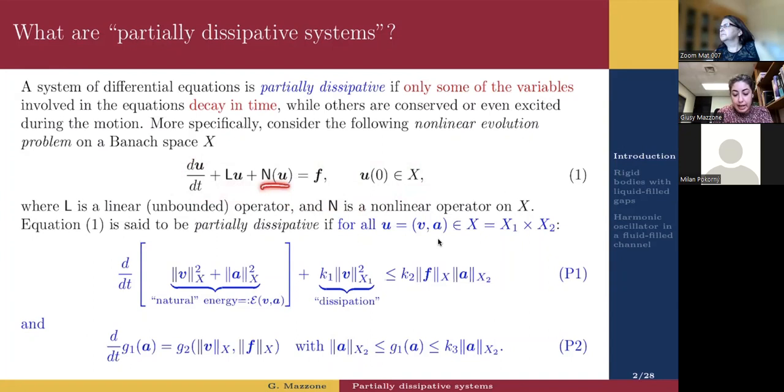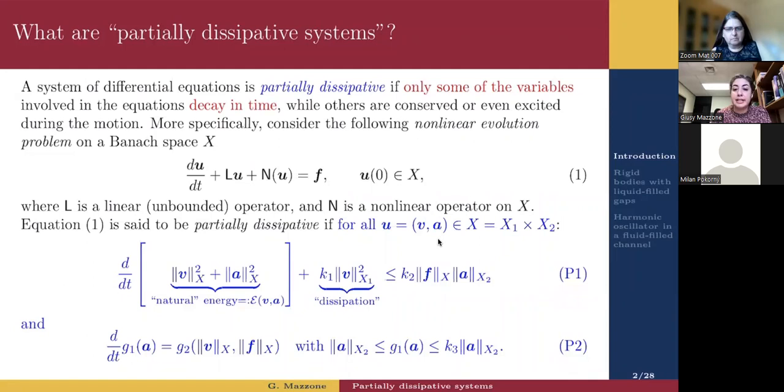I will be very general on this, but the characteristic is that this unknown U is characterized by two variables for which we have the following two energy balances. Condition P1 is what you would usually have by doing classical energy estimates, and for physical problems it would be basically the balance of kinetic energy. Whereas the second equation is more like a constraint that you put on the equation because of some interaction, in our particular application the interaction with some solid body. But these are the only two requirements that I put on my system of equations.